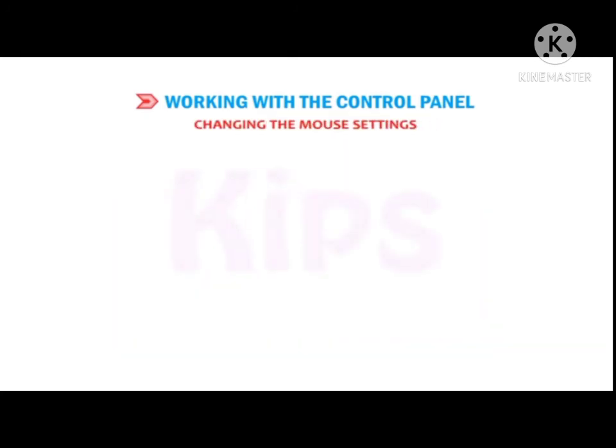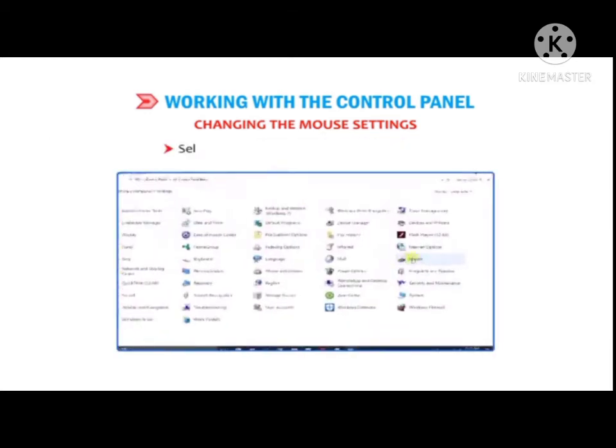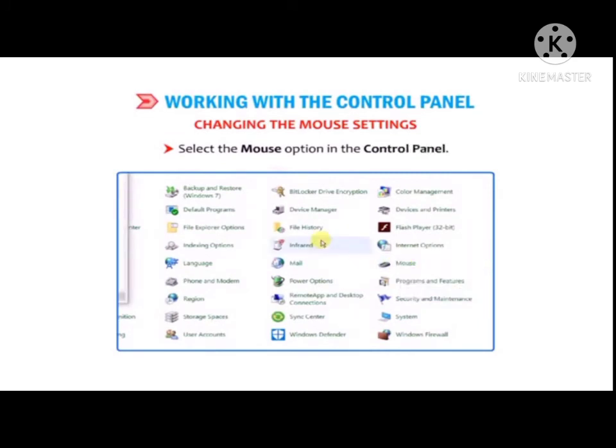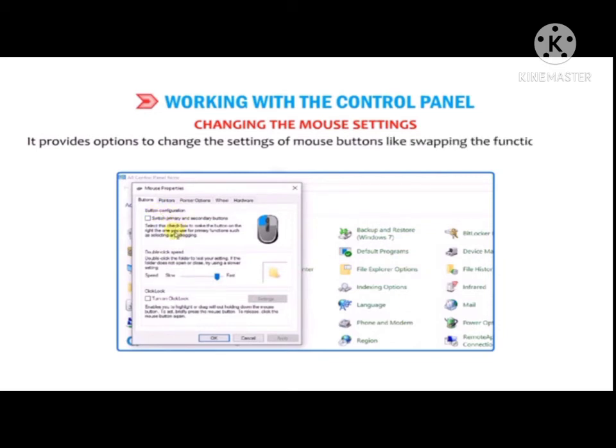Alright, so now changing the mouse setting. Let's know, students, you can customize the mouse setting in various ways, such as changing the appearance of mouse pointer, changing the function of the mouse buttons, or altering the scroll speed of the mouse. Select the mouse option in the control panel. The mouse properties dialog box will appear. The button tab is selected by default. It provides options to change the settings of mouse buttons, like swapping the functionality of the left and right buttons or increasing or decreasing the double click speed, etc.